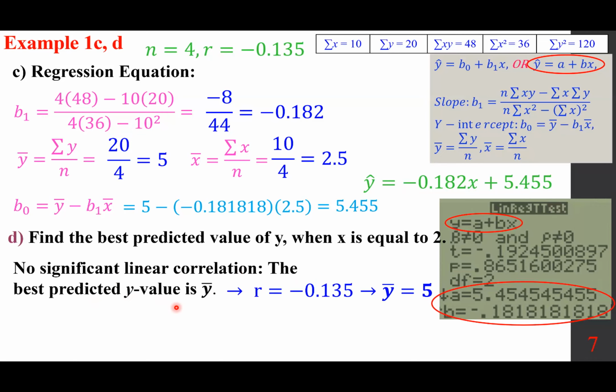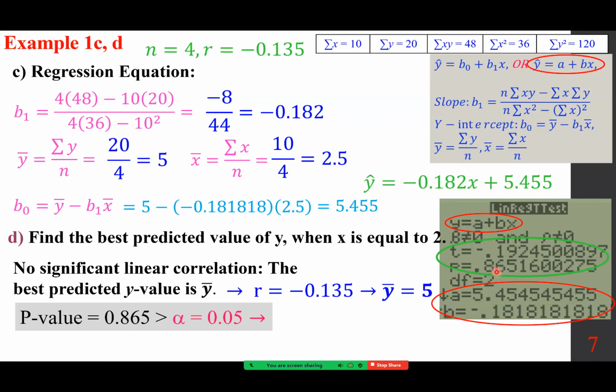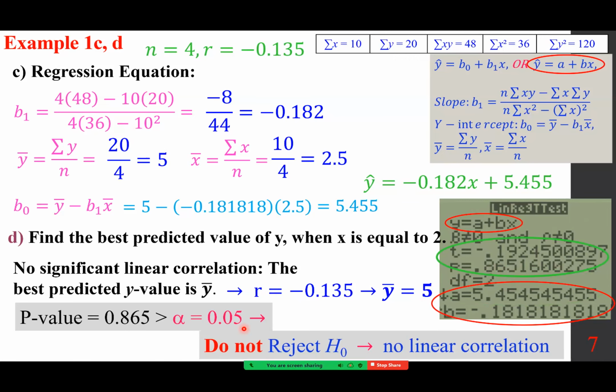Y bar, we've calculated it to be 5. That's the final answer. So that's y bar and we're done. Remember the p-value, if we wanted to. The p-value was large compared to alpha, and we did not reject H0. That meant no linear correlation. That's why we are choosing in this manner.